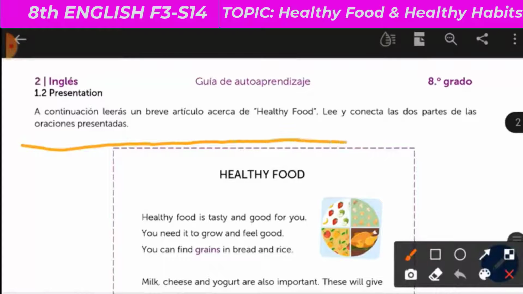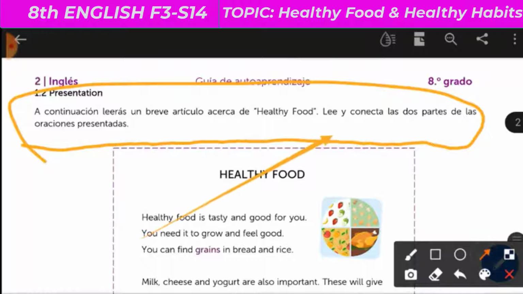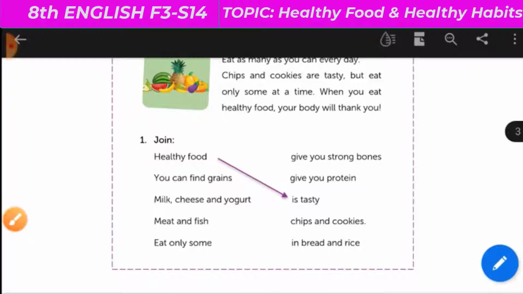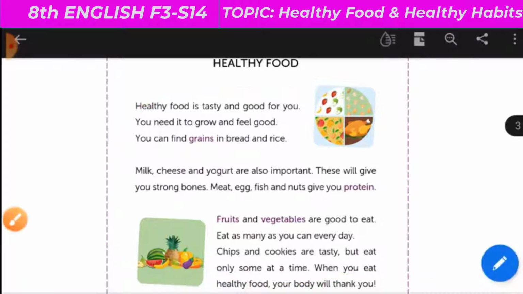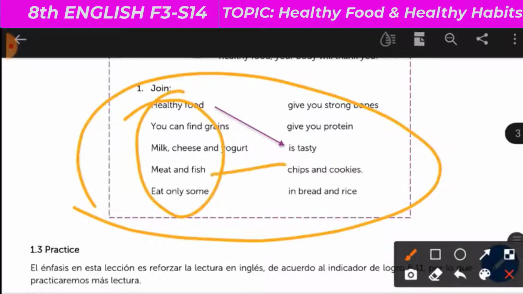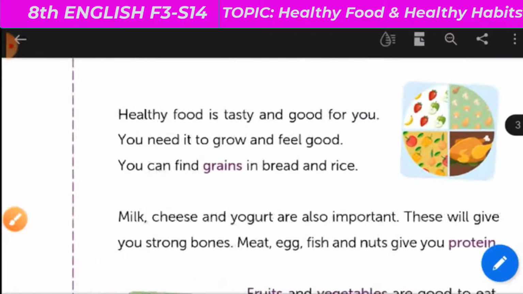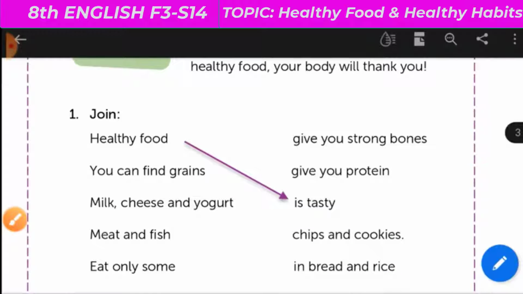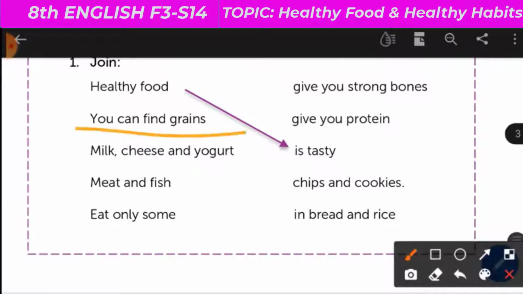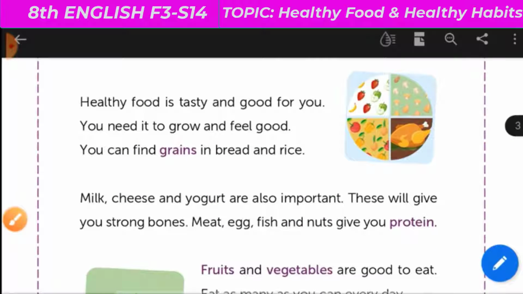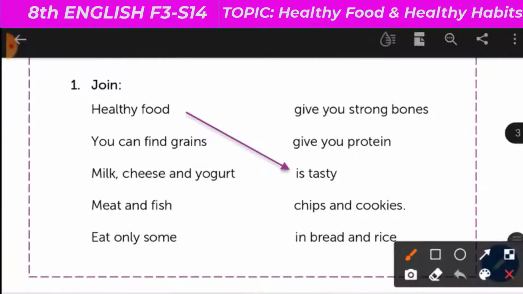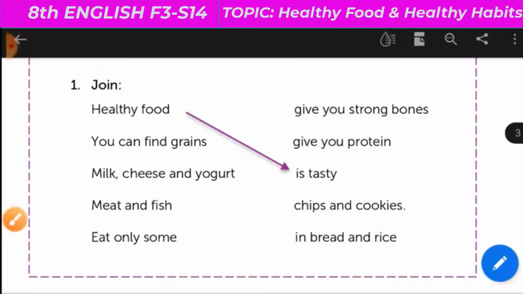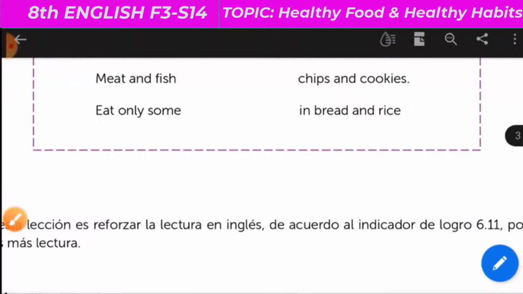A continuación leerás un breve artículo acerca de healthy food. Lee y conecta las dos partes de las oraciones presentadas. Attention. So, you have to read this part. Y luego hacemos this part, connecting this side with an arrow, con una flecha. Just an example, okay? Let's see the first example. Healthy food is tasty. You can find grains in bread and rice. See? You have to connect this side with this other side. Now let's continue.